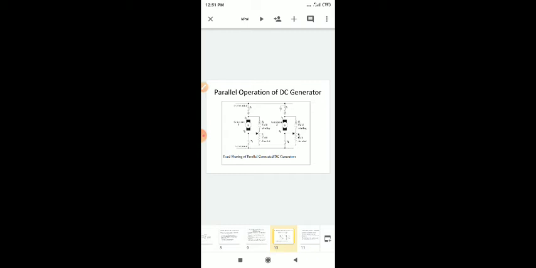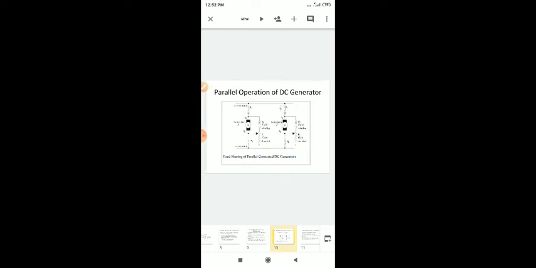First of all, what are the advantages of this parallel operation? We have already covered the necessity. The advantages are that continuity of service can be achieved and efficiency of the plant can be increased. Maintenance and repairs are also more convenient, and additional generators can be installed as and when required. The life of the generator can be increased because no extra burden takes place. Load is shared equally. The capacity of the plant can be increased.